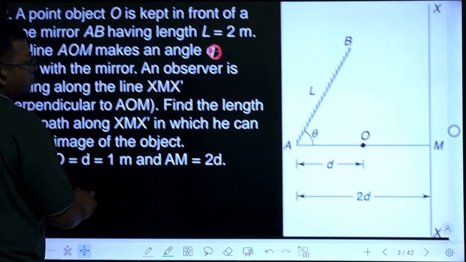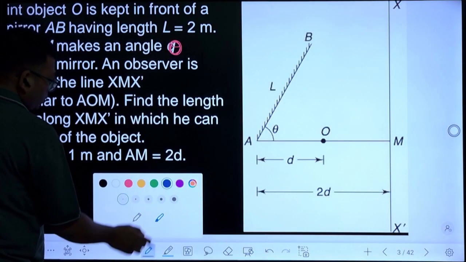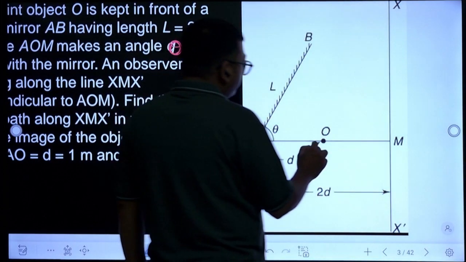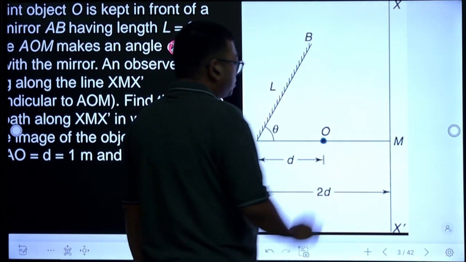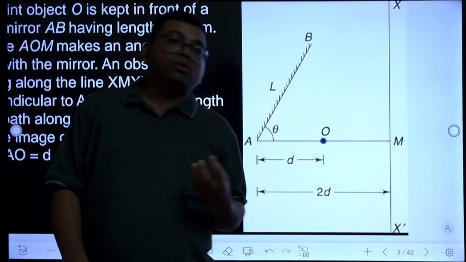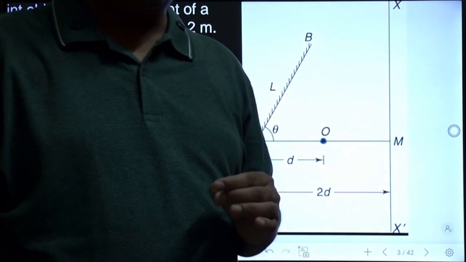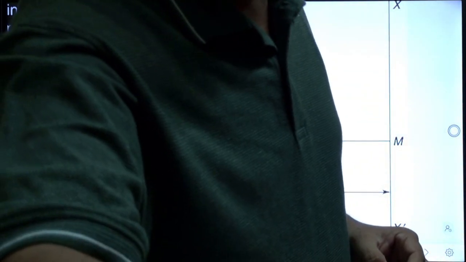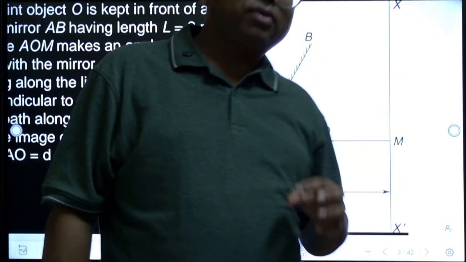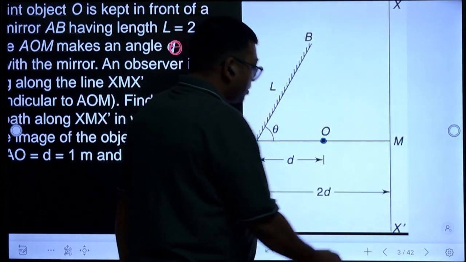Let us try this. The observer is walking along this line, and where will he see the image of this object? The idea by which we can solve this question is based on field of view. Field of view is an important concept. I will briefly explain the field of view concept, because I think I have not covered it. Something we have not covered, I will cover now.